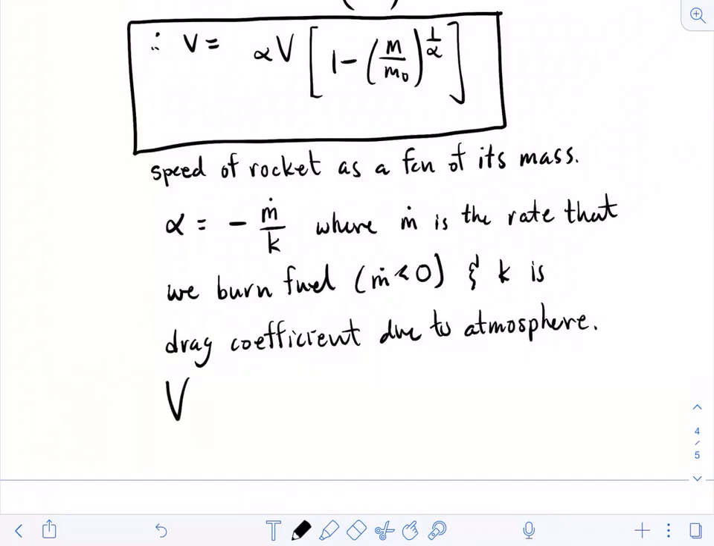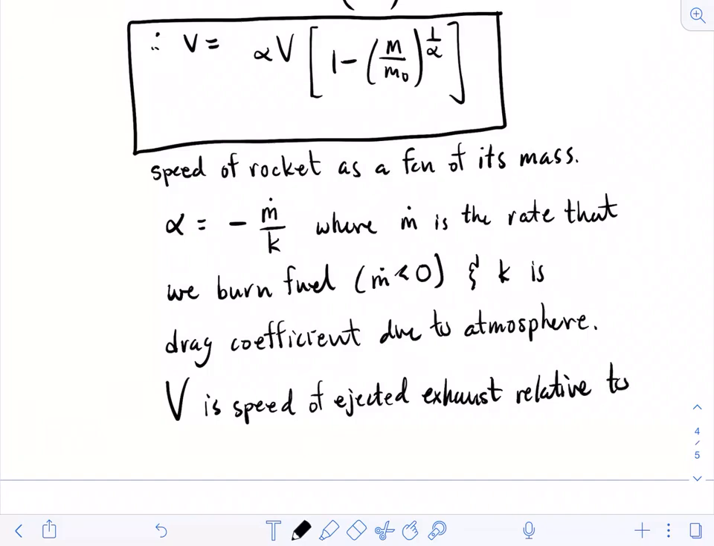We could also remind ourselves that v is the relative speed of the ejected fuel, or the speed of the ejected exhaust relative to the rocket, to an observer on the rocket. Okay, good.